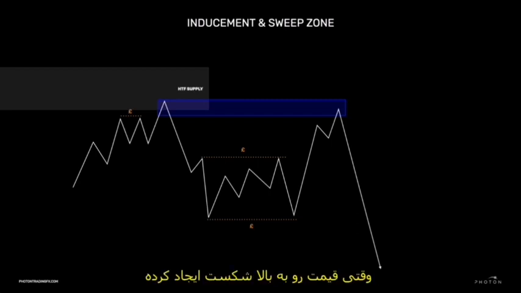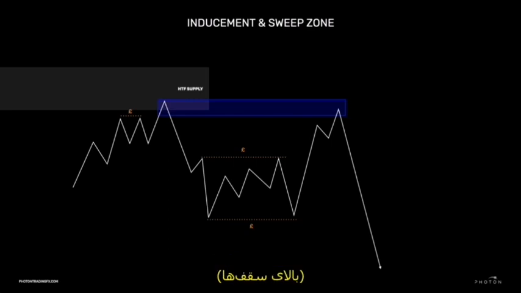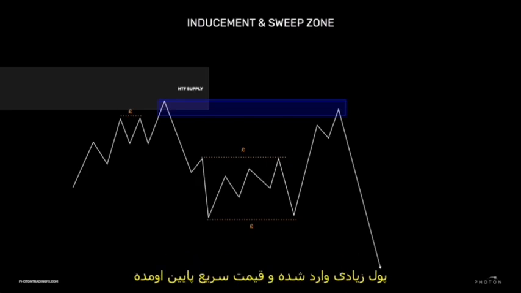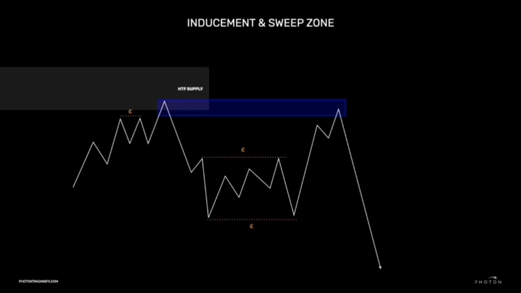So then when price breaks up, it sweeps the buy side liquidity that was being induced above those highs, right? For then the large money from that supply zone to sell into, right? As that zone is tapped into and the big money steps in, price then rapidly moves down as it seeks more liquidity to rebalance price, and it targets the sell side liquidity below those equal lows.